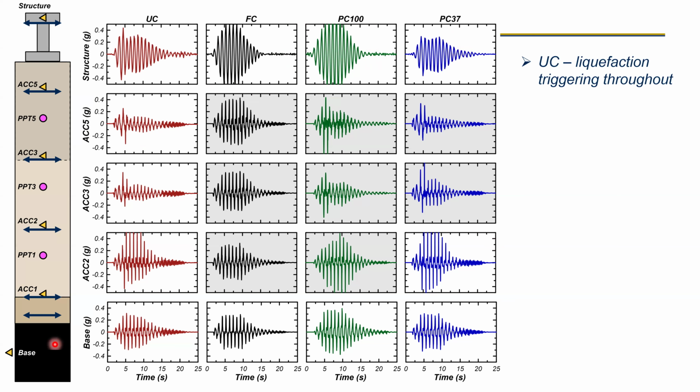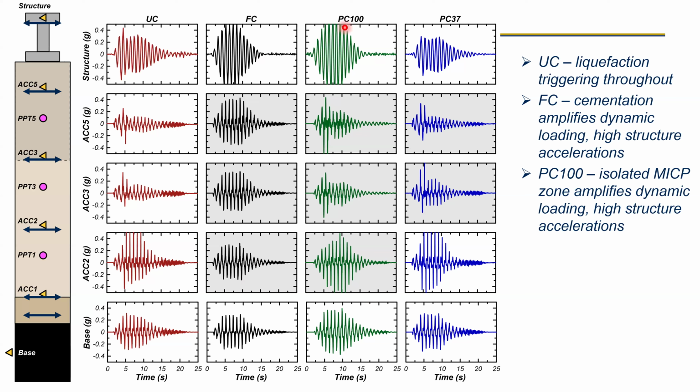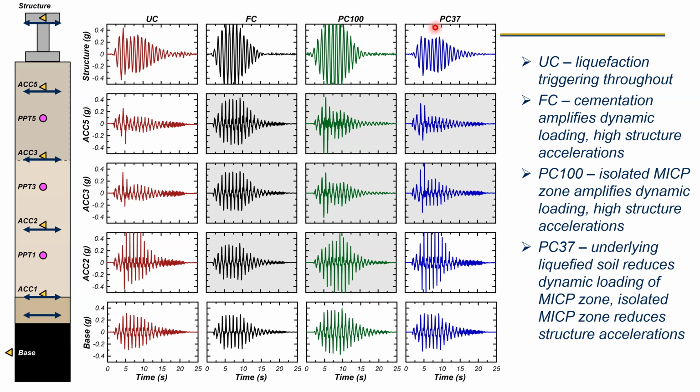To summarize once more, you see liquefaction triggering throughout, fully cemented, amplified dynamic loading, higher structure acceleration. Same for the PC100, which was similar to the FC model. But for PC37, the underlying liquefied soil reduced the dynamic loading of the MICP zone. So the isolated MICP zone reduced the structural acceleration.